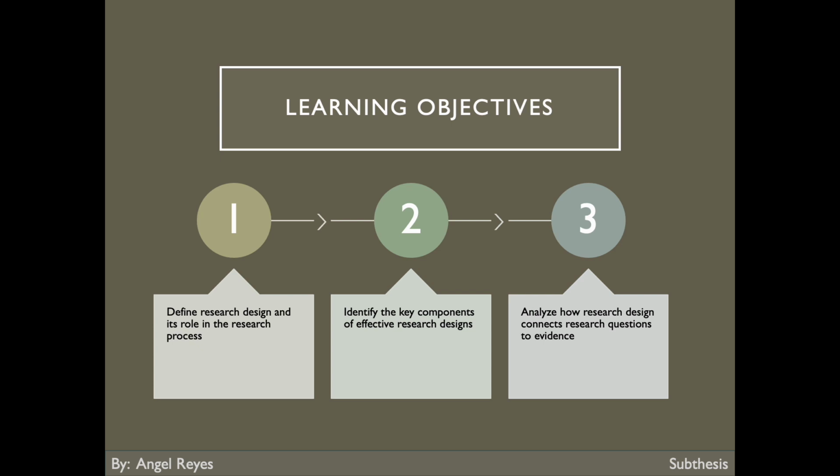By the end of this lesson, you will achieve 3 specific learning objectives. First, you will define research design and its role in the research process. Second, you will identify the key components of effective research designs. And third, you will analyze how research design connects research questions to evidence. These objectives will provide you with both conceptual understanding and practical skills for creating robust research designs in your own work.